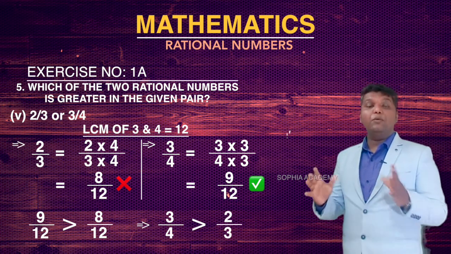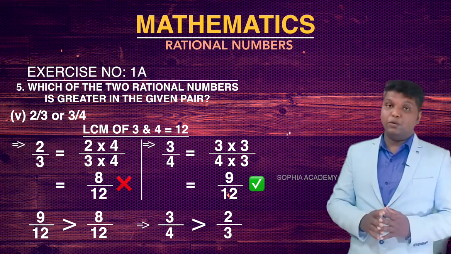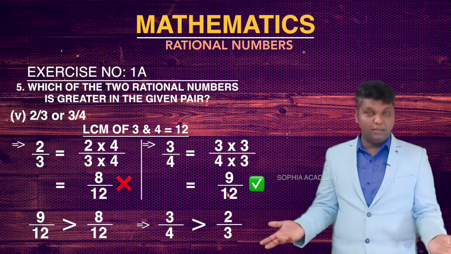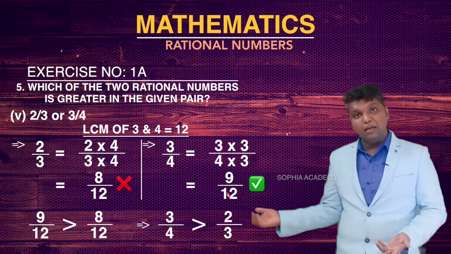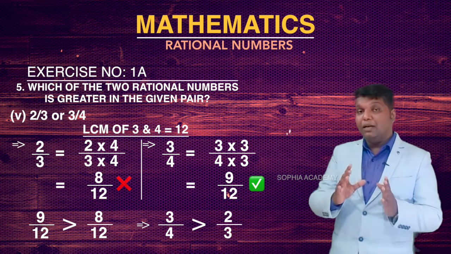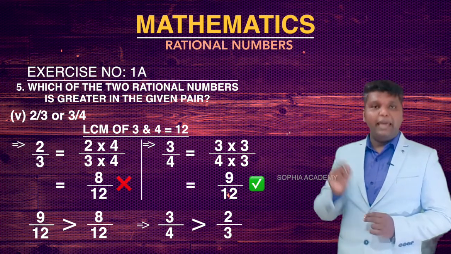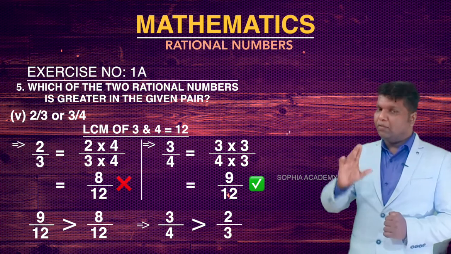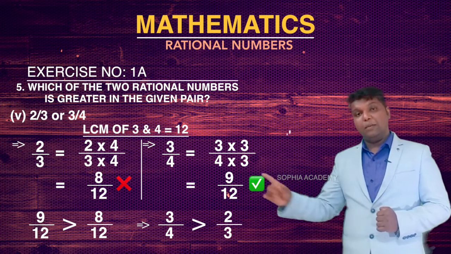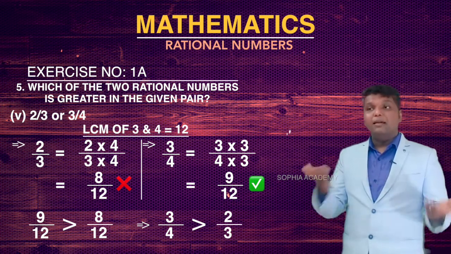So like this, we have to compare whether the numbers are bigger or smaller. The next exercise also you can do like this. Even here we took only 2 numbers. You can take 3 or 4 numbers, it doesn't matter. The only thing you have to keep in mind is to take the LCM of all the denominators and convert each fraction in such a way that every denominator becomes equal to that LCM. After making the denominators the same, compare the numerators, and whichever is greater, that will be the greater fraction.